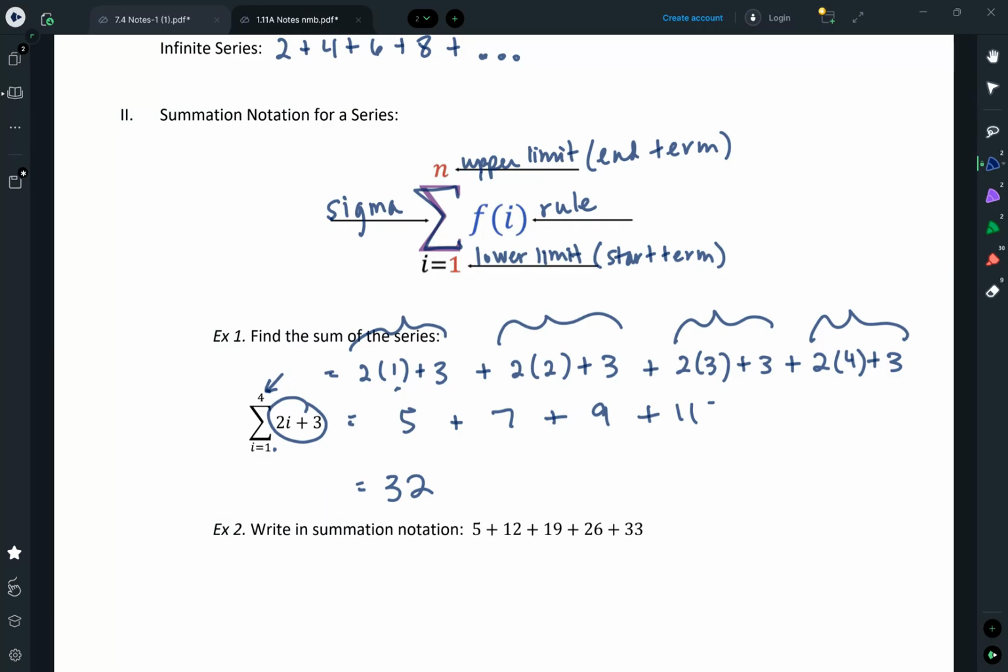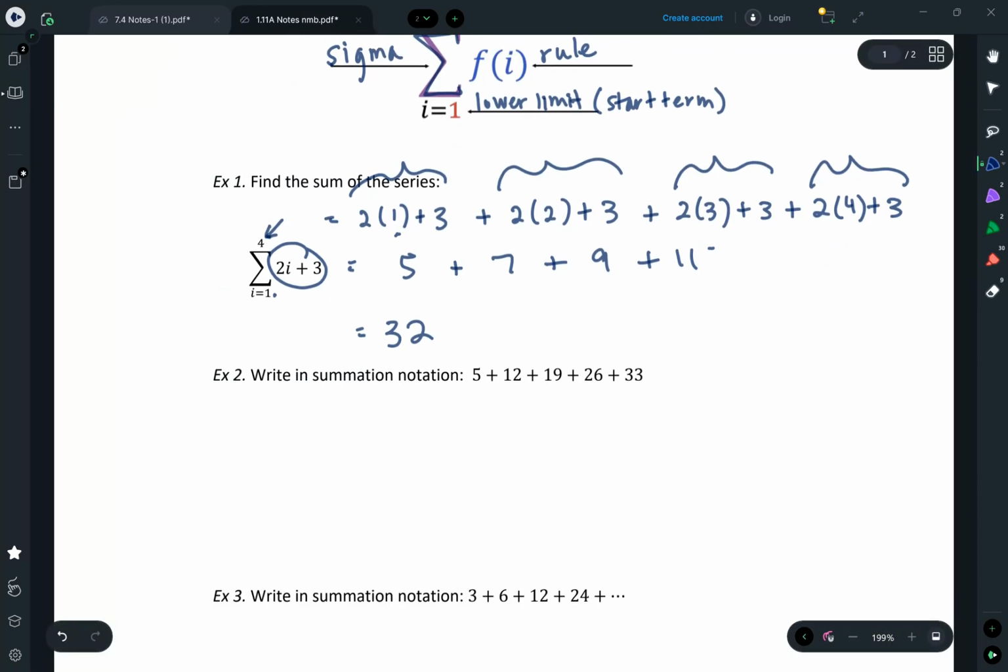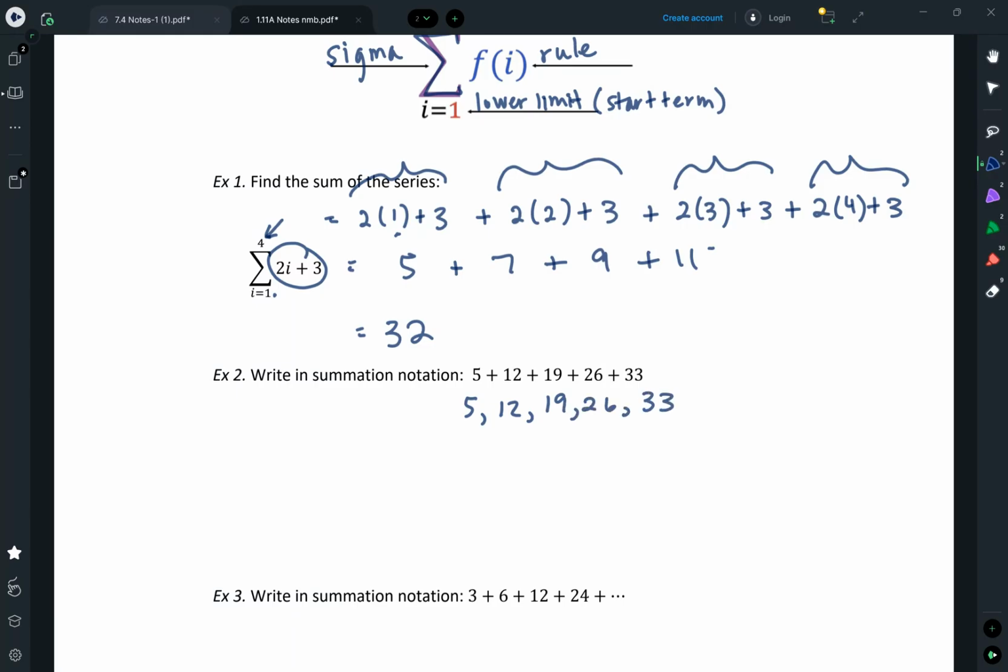So now we're going to work backwards, and we're going to see if we can take something that is written out as a series. So it's kind of like having a sequence, right? It's just I'm adding it over and over and over again. So I still want to think about all of my sequence rules. I still want to think about how am I adding something each time or multiplying something each time? And it turns out that we're adding 7 each time. And this is where we're starting at.